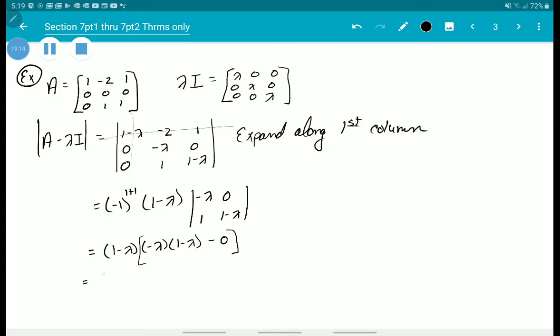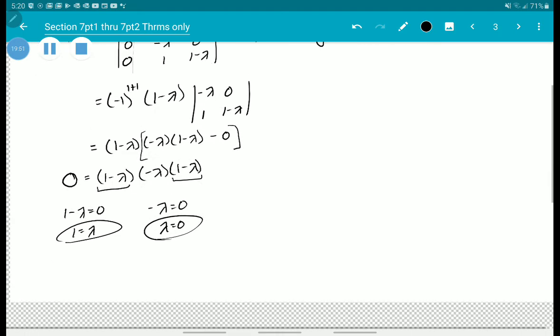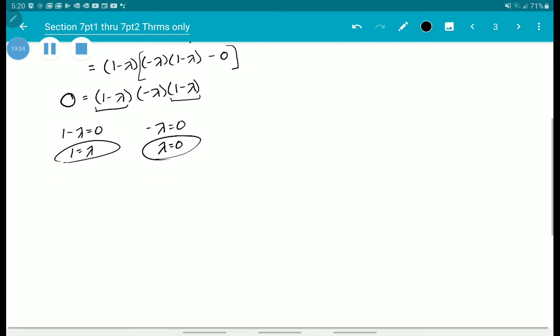So this is going to be 1 minus lambda times -lambda times 1 minus lambda. I'm going to simplify. And remember, what we want to do is set this equal to 0. Now, this is already factored. I do want you to notice that the factor 1 minus lambda has a multiplicity of 2 because it happened twice. So if we set each factor equal to 0, we get 1 with a multiplicity of 2. If I set -lambda equal to 0, I get 0 for lambda. So we have 2 eigenvalues. Let's see how many eigenvectors we have.